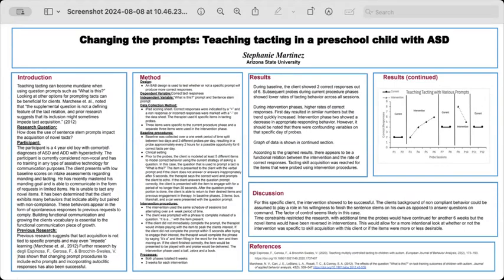The participant in this case study is a 4-year-old boy with a comorbid diagnosis of ASD and ADHD with hyperactivity. He is currently considered non-vocal for communication purposes. He also has no training in any type of assistive technology for communication purposes, so PECs or AAC devices are not relevant to him and not included in his programming at this time.